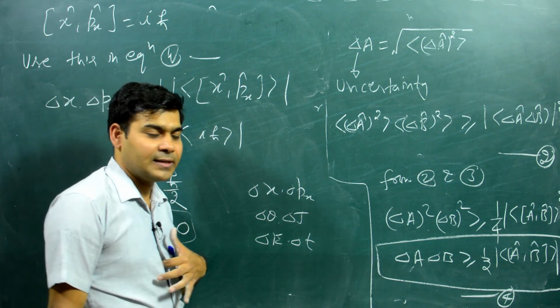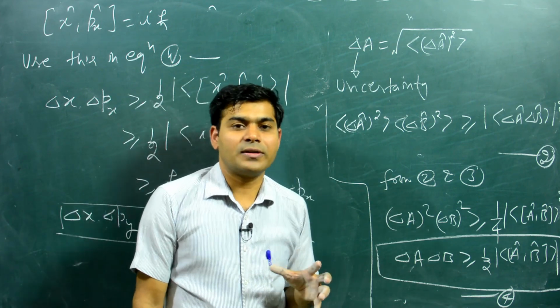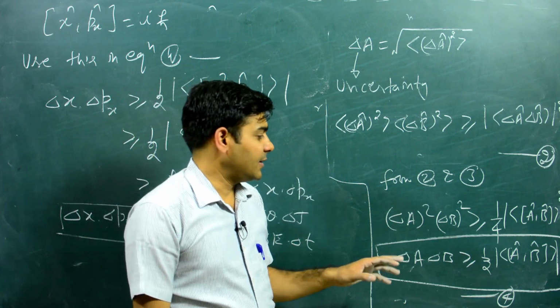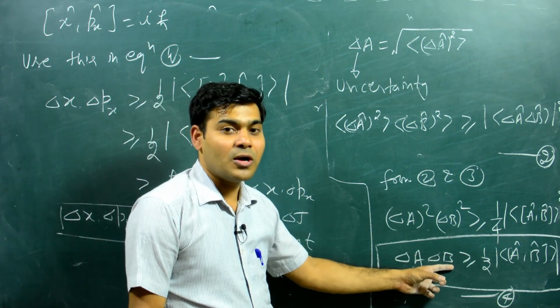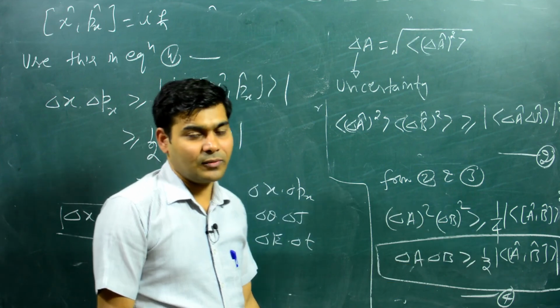So what we have learned today is the so-called generalized uncertainty principle, and that we can find out the product of uncertainties in the measurement of two operators by this inequality relation.